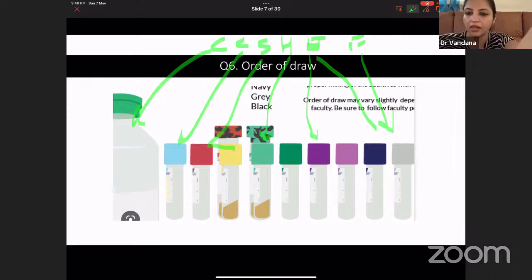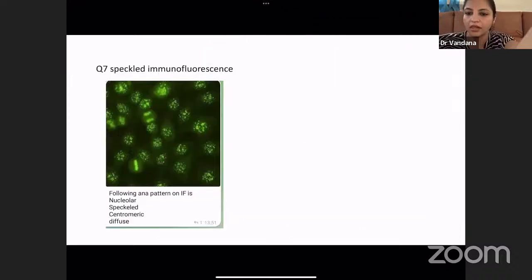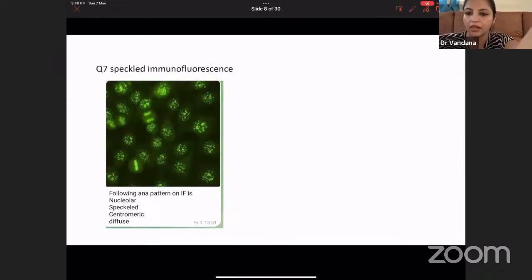Yeah, right, guys. Let's go to the next question. This one I had also posted yesterday, if you guys have seen the post. Some people told me speckled came. Some people told me this was the image.